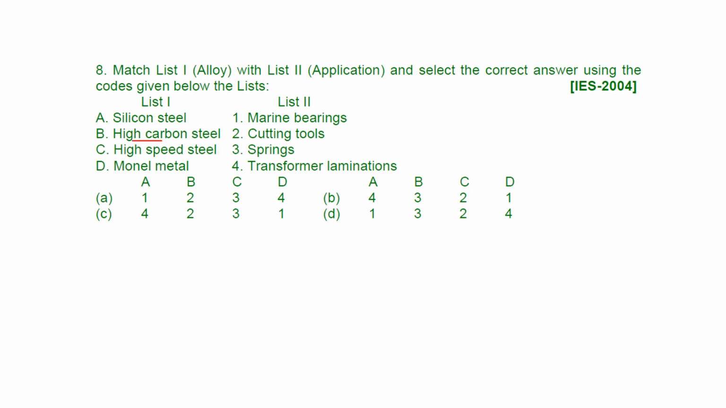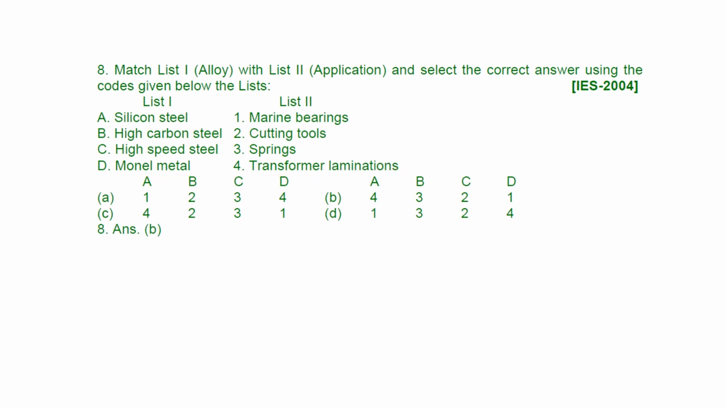Silicon steel, high carbon steel, high speed steel, monel metal, marine bearing, cutting tool, spring, transformer lamination. Okay, so let's see. Its answer is actually, see, the silicon steel is useful for transformer lamination. Okay, high carbon steel is useful to make spring. High speed steel, okay, you know that it's a cutting tool. And monel metal is for marine bearing. Okay, so its answer is B.